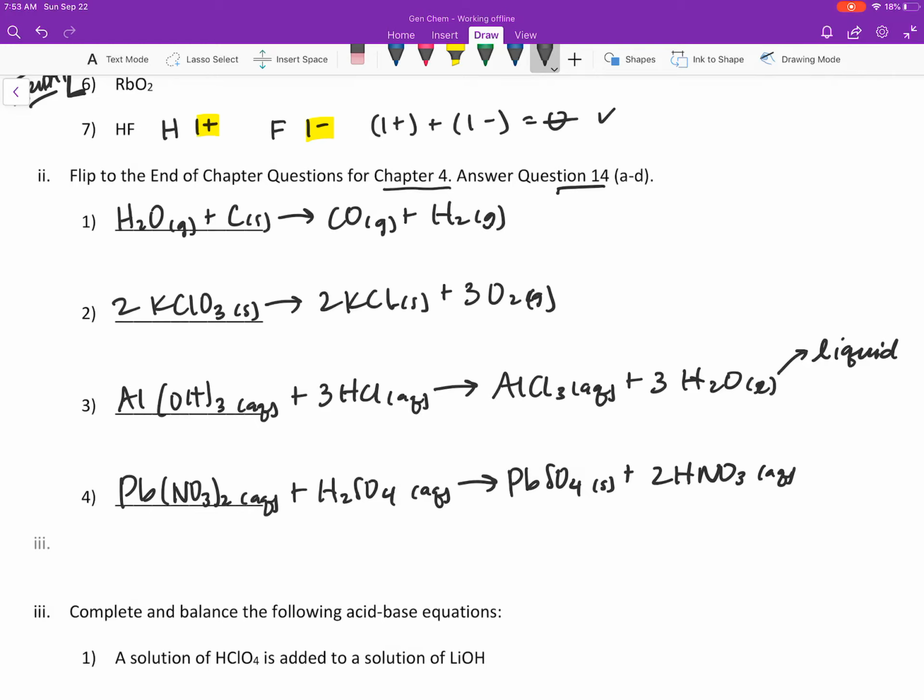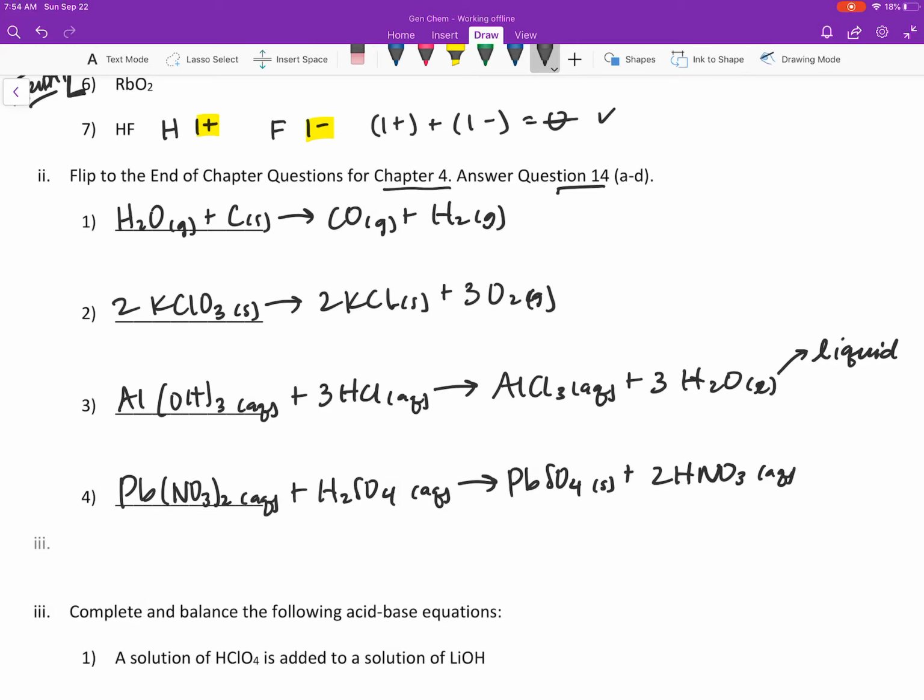And then the last one is lead nitrate, aqueous, reacting with sulfuric acid, aqueous, to form lead sulfate solid and nitric acid, aqueous. Okay, so they're balanced. I think in the question it even says specifically that they're balanced, but remember when we started talking about balancing chemical equations, I told y'all that if it doesn't specifically say it's balanced, you should always assume that it's not. Don't assume that every equation you get from now on is balanced, because now that you have that skill in your toolbox, I expect that one of the first things you should be thinking about is: is it balanced?